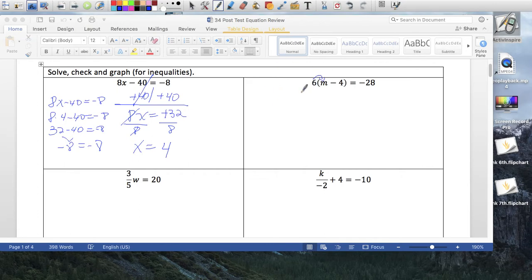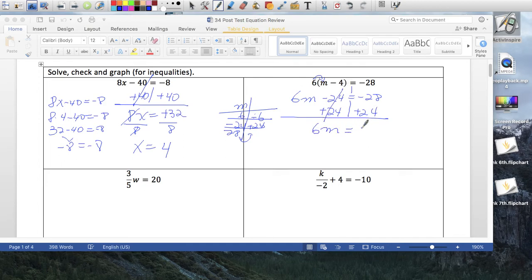Here, distributive property, 6m, positive and positive. 6 times negative 4 is minus 24, equals negative 28. Do my line. I do plus 24 first. Plus 24. And again, some of you, if you want to make that over here, you get this m times 6 minus 24 equals negative 28. Go back. Plus 24 divided by 6. So here you get 6m equals negative 4.